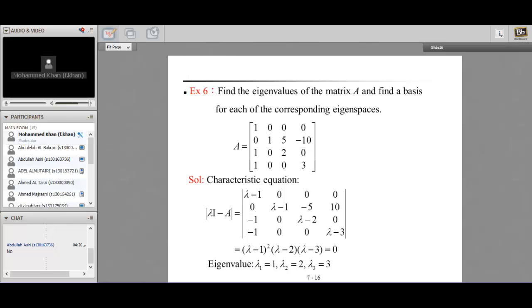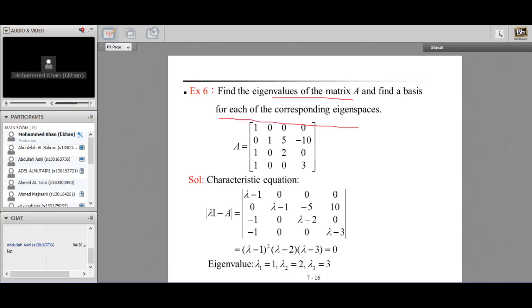So again, find the eigenvalues of a matrix A, and find the basis for each corresponding eigenspace. So this we can also solve like this. If here we have a 4 by 4 matrix, 4 rows, 4 columns, there is no problem. We can solve this type of matrix again. So we just open the bracket. We can find the eigenvalues: lambda 1 is equal to 1, lambda 2 is equal to 2, and lambda 3 is equal to 3.